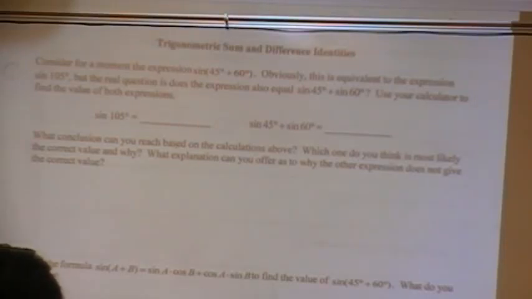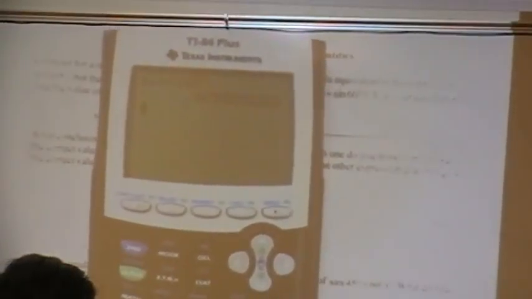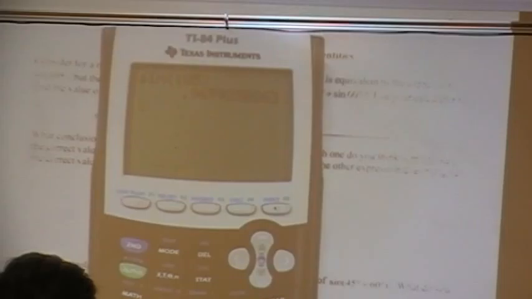Okay, so make sure your calculator's in degrees. You plug it back into your calculator, sine of 105. I'm using my 84 because I can't find my Inspire, but it's around here somewhere. I will find it in a minute. So I get 0.9659, rounding to 0.966.